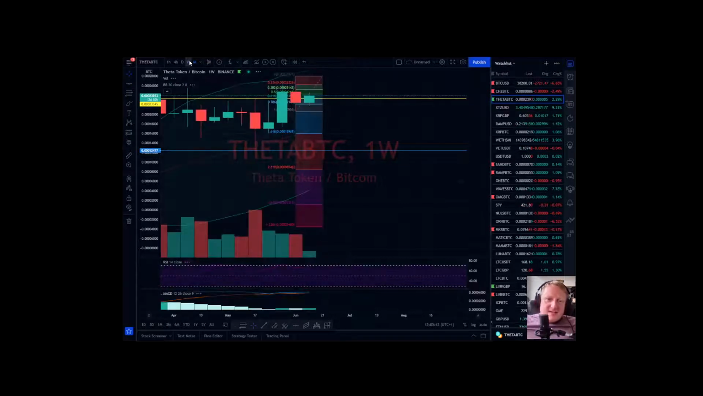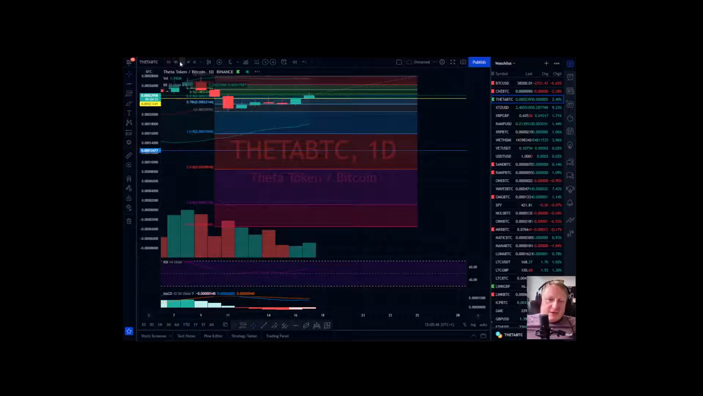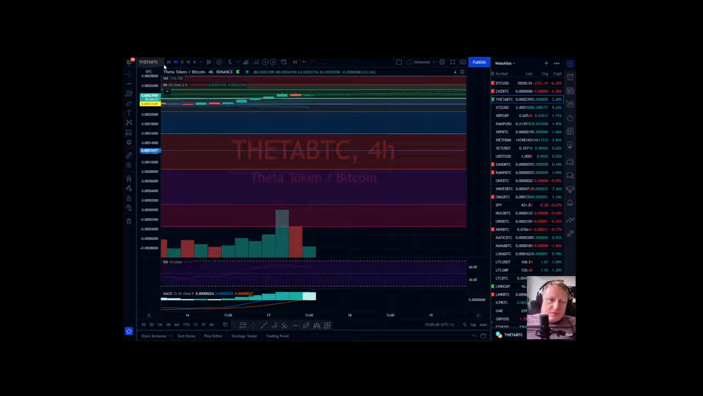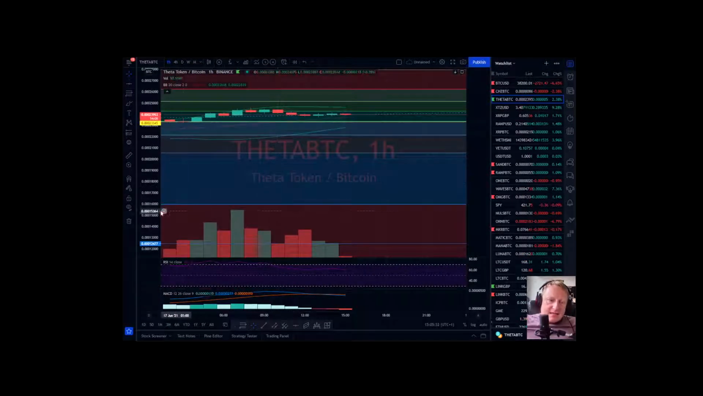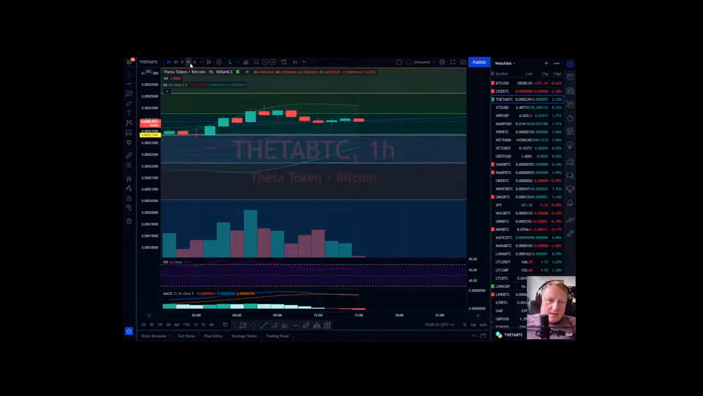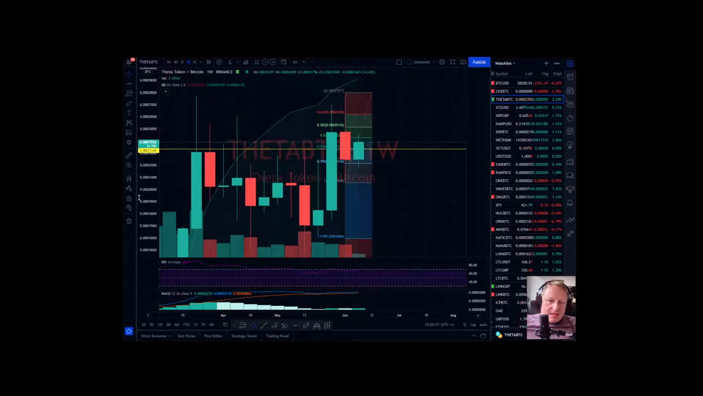We've already done this. The weekly, we're in an upward trend. The daily, we're in an upward trend. The 4 hourly, we're in an upward trend. And the hourly, we're in an upward trend. So Theta is a great asset right now to be putting our trades in at. But this is how you do it, you see.